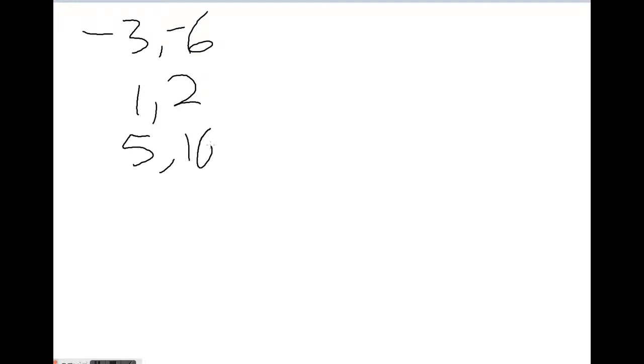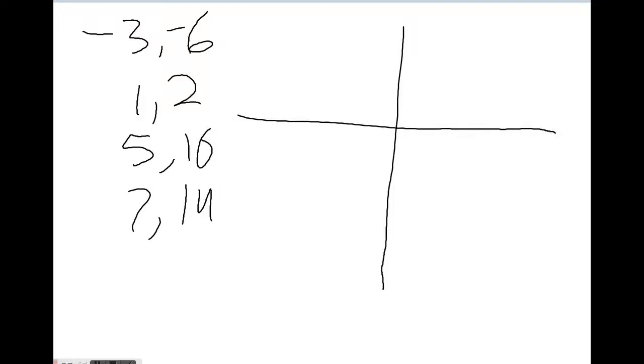We have (-3, -6). We have (1, 2). We have (5, 10). We have (7, 14). All it's asking us to do is to graph. So here's our graph. Let's label each point.